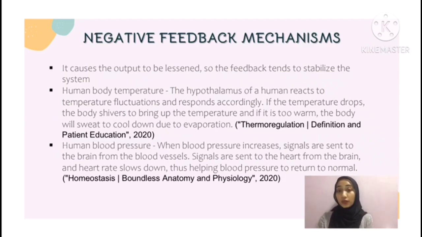There are situations where negative feedback loops will occur. The first one is human body temperature. The hypothalamus of a human reacts to temperature fluctuations and responds accordingly. If the temperature drops, the body shivers to bring up the temperature, and if it is too warm, the body will sweat to cool down due to evaporation.